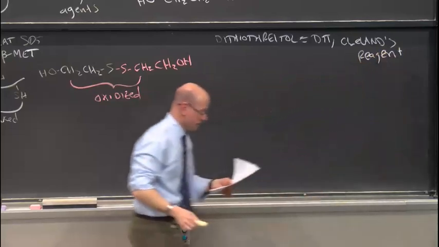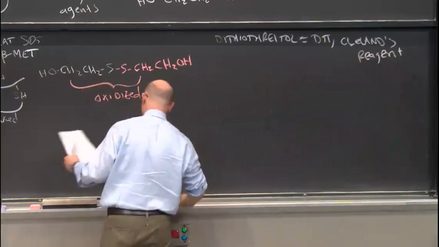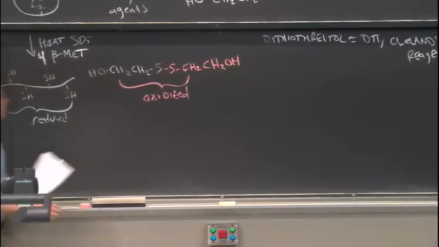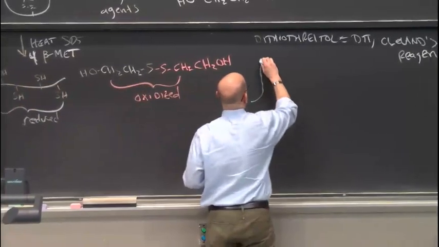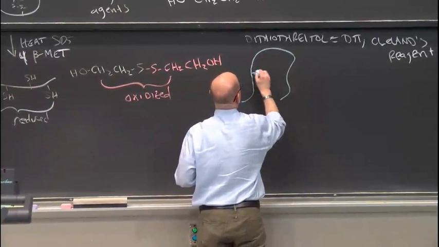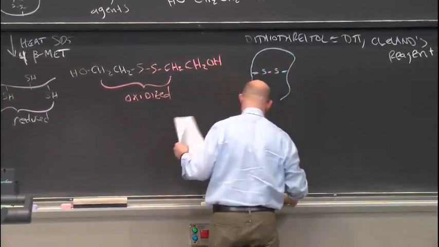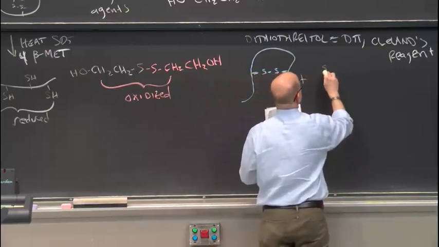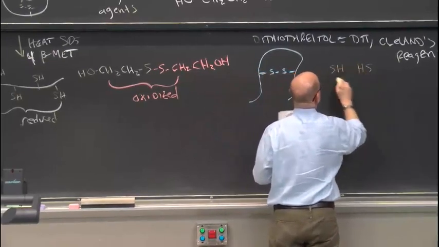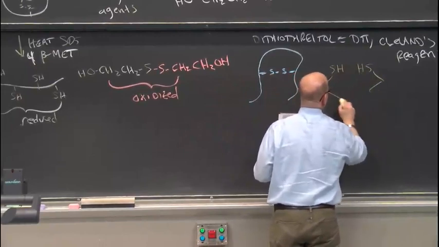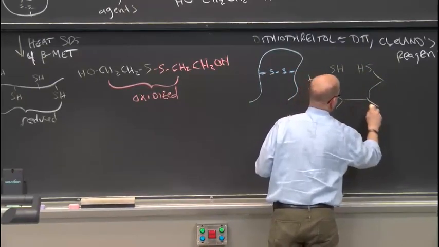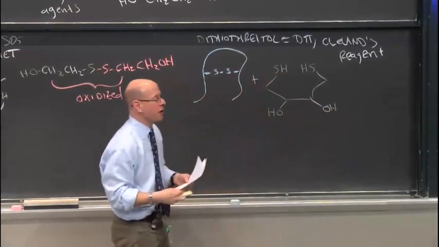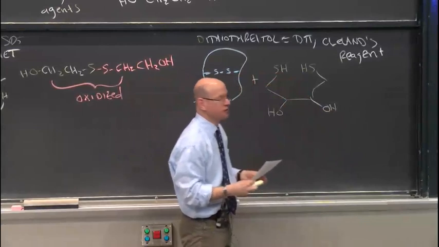Take Cleland's reagent. And again, the idea is the same. Let's take a molecule that looks like this. It's got a disulfide bond in it, and we will add to it Cleland's reagent. Cleland's reagent looks like this. It's basically a four-carbon sugar, thiol, that has two SH groups on it.